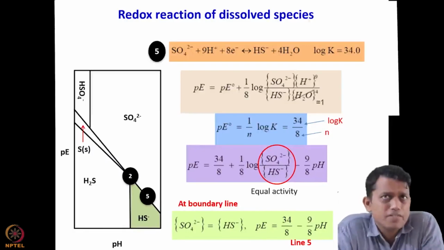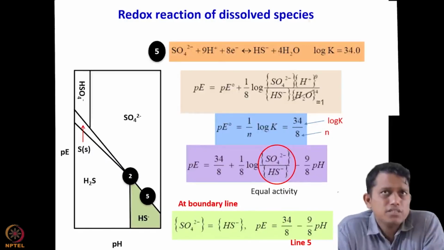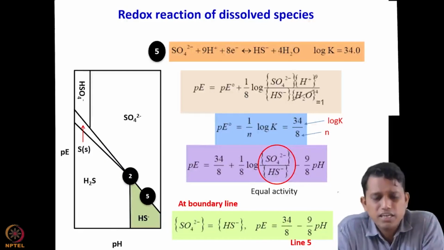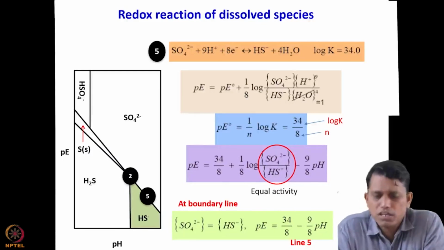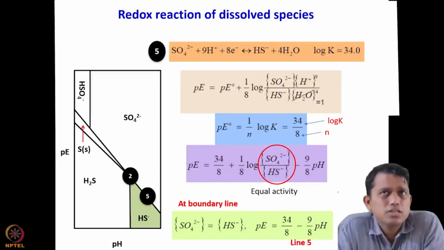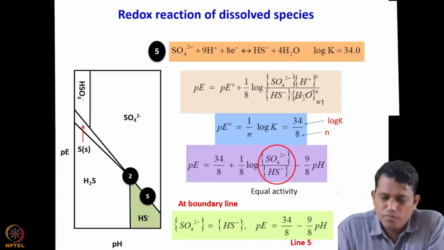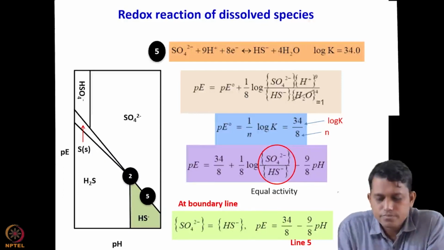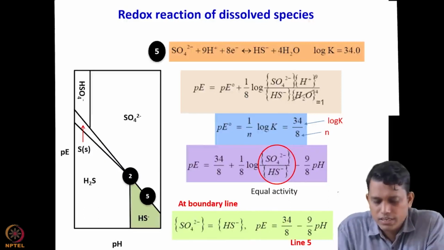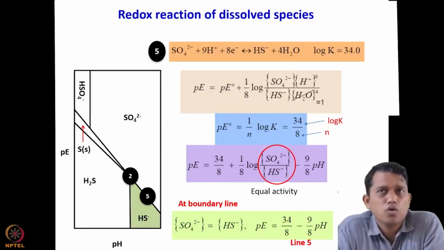Okay, so here I've taken a redox reaction in which you have sulfate ion reacting with proton and some electrons, giving you HS minus and 4H2O. For this equation, the log K value is 34.0. You have to set up the equation, obviously our pE equals pE naught equation, and from this equation, if you try to add all these values, what will you get? pE is nothing but 1 upon n log K.